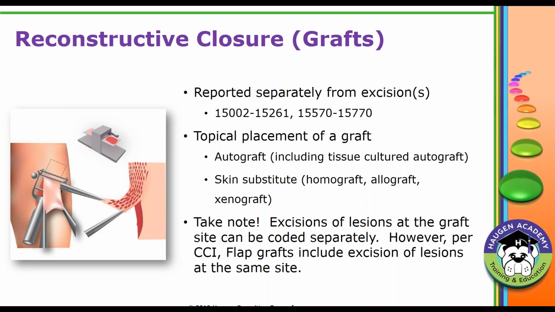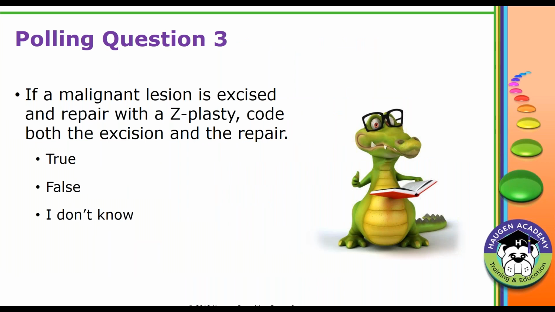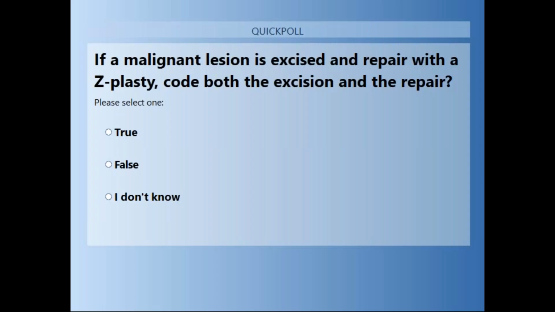All right, this brings us to our next polling question. Okay, I just launched the question. The question is, if a malignant lesion is excised and repaired with Z-plasty, code both the excision and the repair? Is that true, false, or I don't know? If a malignant lesion is excised and repaired with a Z-plasty, you code both the excision and the repair. Is that true, false, or you are uncertain?